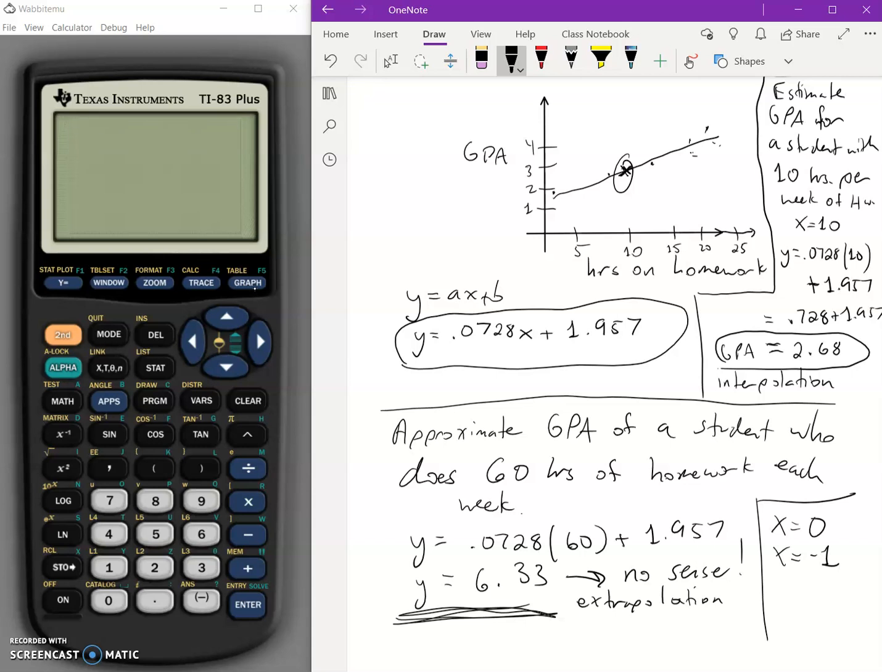But remember, this is why we care about the regression line, our line of best fit, because we can use it to make approximations, because this approximation that we had for the GPA being 2.68, that's a pretty decent approximation. So we'll do another one based off of hypothesis testing in a different video.